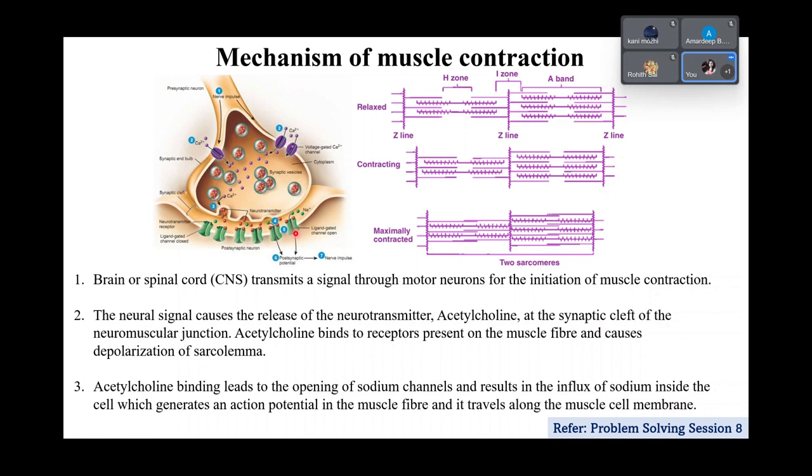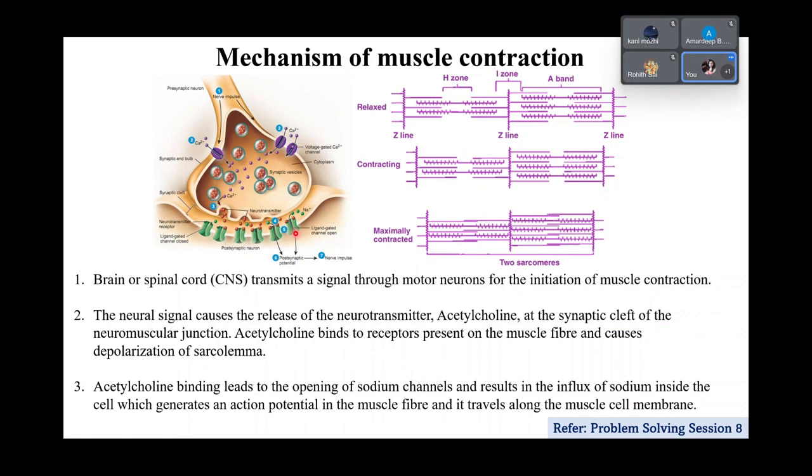Here, the movement of sodium inside the cell generates an action potential in the muscle fiber, and as it moves through the muscle fiber, it will bring about the changes it is supposed to bring. For example, here it will lead to muscle contraction. So now sodium has moved in and the action potential has started to move in the muscle fiber.